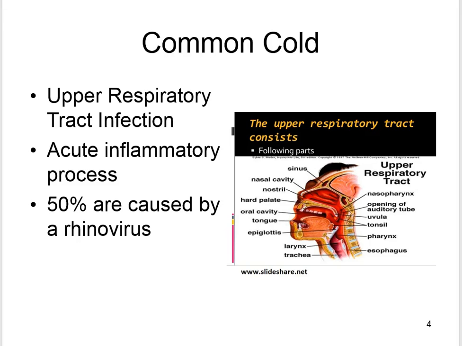All right, so the common cold. This is an upper respiratory tract infection, and the upper respiratory tract includes organs located outside the chest cavity. That's the nose and nasal cavities, the pharynx, the larynx, and the upper trachea. This is an acute inflammatory process. 50% are caused by a rhinovirus.